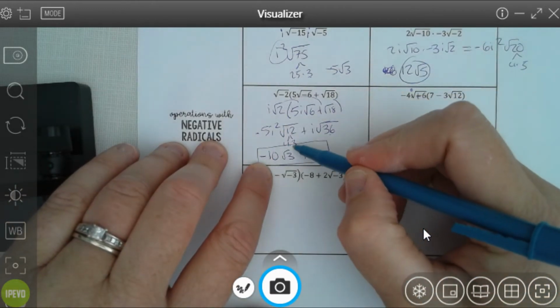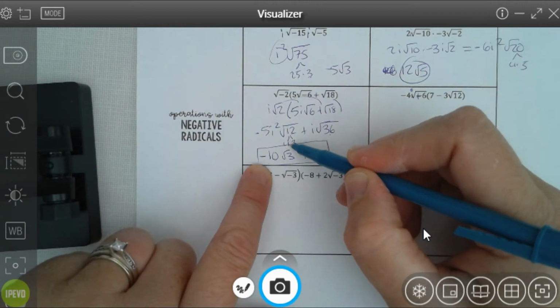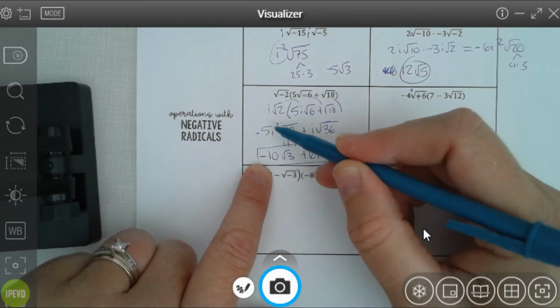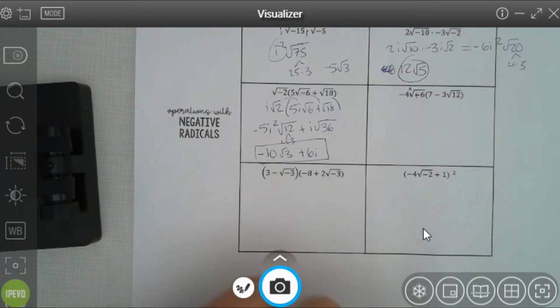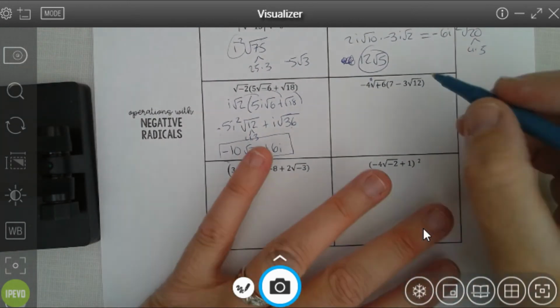And then I broke down the 12 into 4 times 3. The square root of 4 was 2. So 5 times 2, and that's where the 10 comes from. And I started doing this one when I realized it.